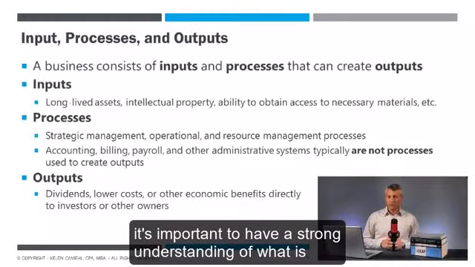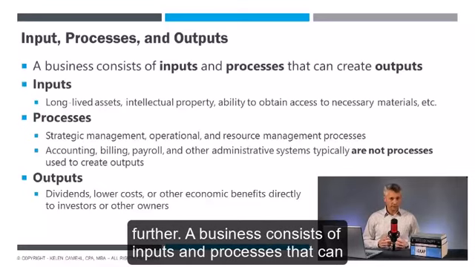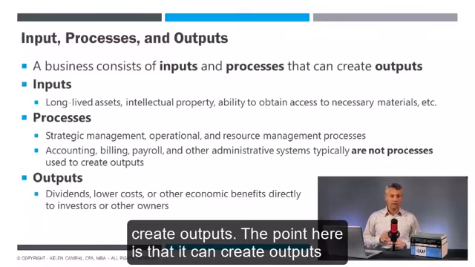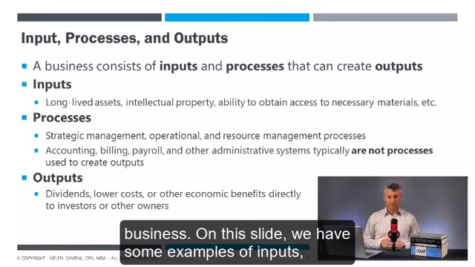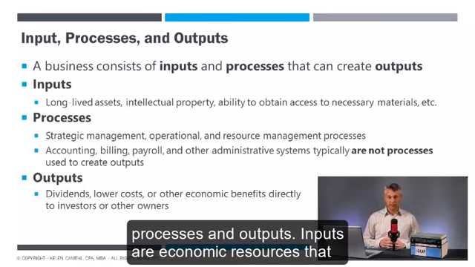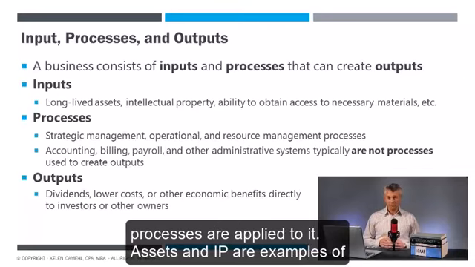Because it's important to have a strong understanding of what is considered a business, let's look at this concept a bit further. A business consists of inputs and processes that can create outputs. The point here is that it can create outputs, but doesn't necessarily have to in order to qualify as a business. On this slide, we have some examples of inputs, processes, and outputs. Inputs are economic resources that create or have the ability to create outputs when one or more processes are applied to it.